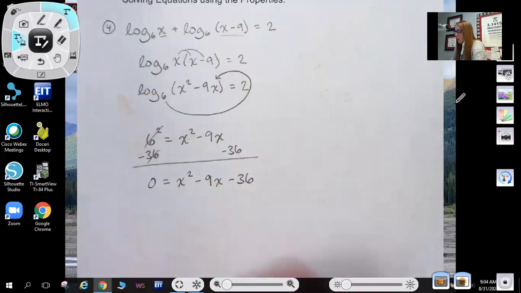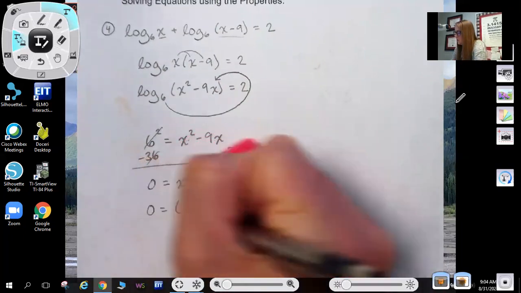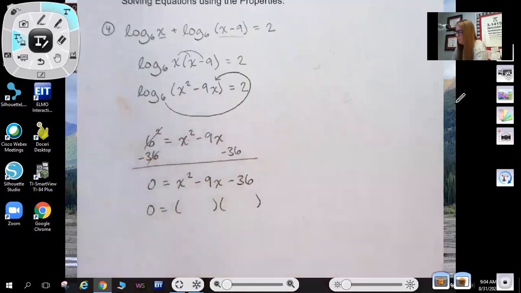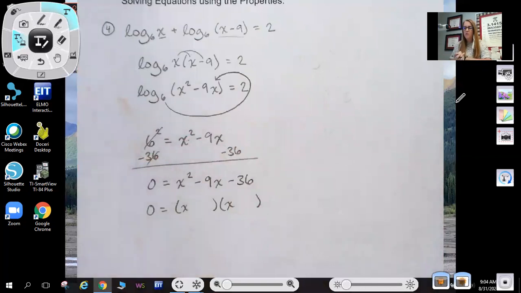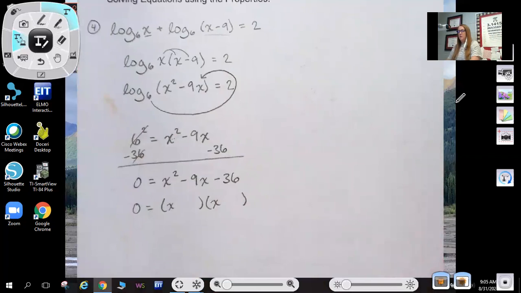Once we've done that, we can factor into our two sets of parentheses. We know that x goes to the front of both. Then we're looking for two numbers that multiply to be negative 36 and add to be negative 9. Yep, 3 and 12 works. I think you had your negative on the wrong one.